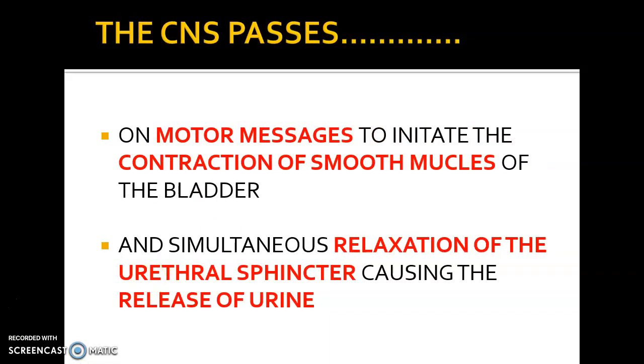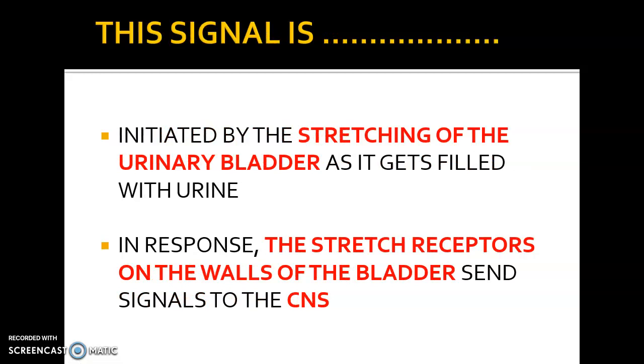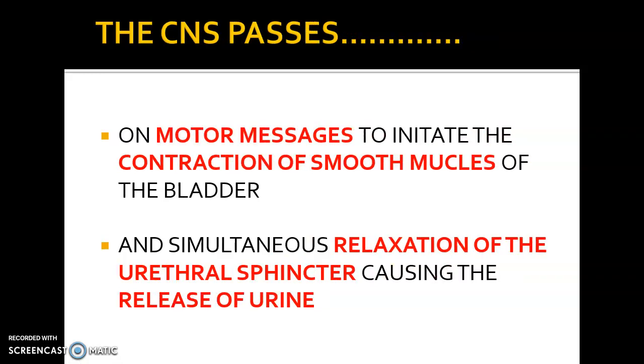So in the process of micturition, we could observe how the stretch receptors present in the urinary bladder sent a signal to the central nervous system, and the central nervous system sent a motor message, influencing the smooth muscle contraction and also the relaxation of the urethral sphincter, which aids in the release of urine.